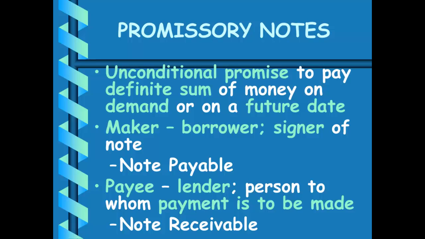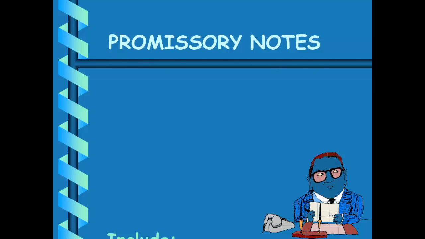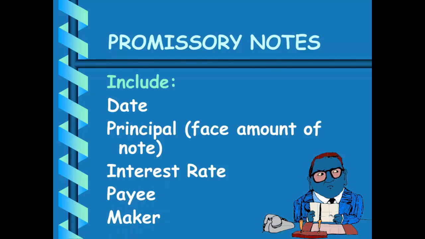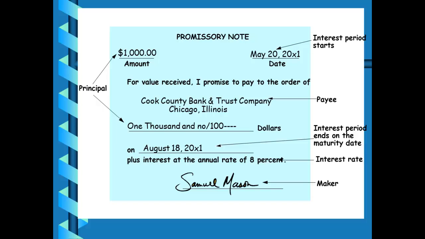Now for our purposes in this chapter, we're on the good side of things. We are the lender. So to us it is a note receivable. A promissory note has to include some things. First off, the date the note is issued, the principal or face value of the amount being borrowed, the interest rate, and then the two parties who are involved in it.